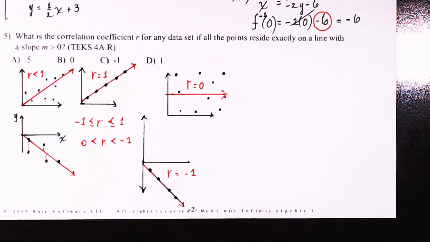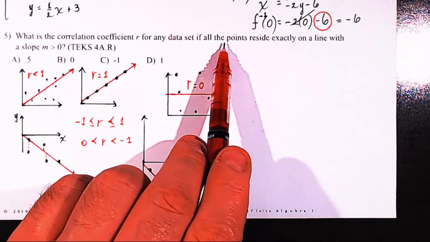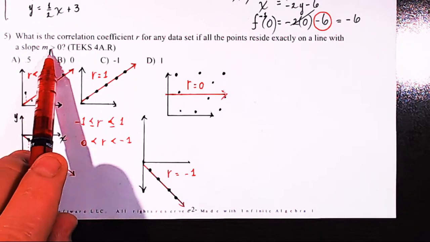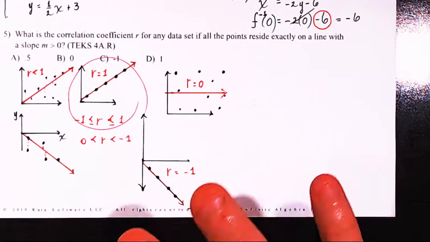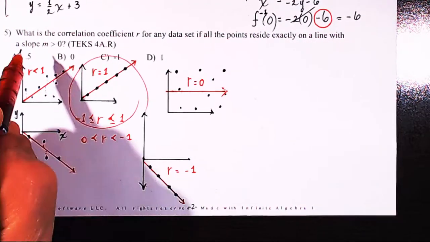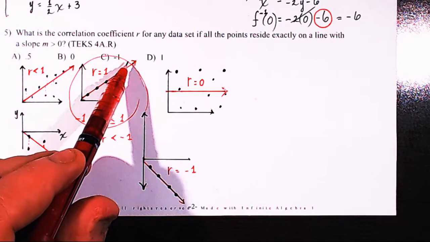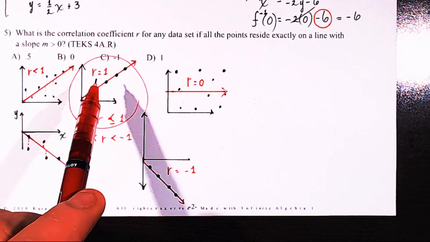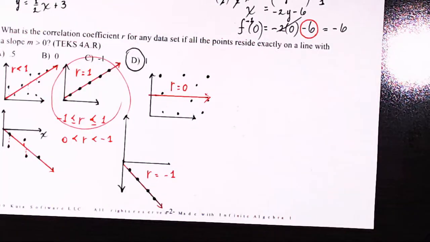So look at the problem. What is the correlation coefficient R for any data set if all the points reside exactly on a line with a slope of m greater than 0? So this graph right here models what's written here. We have all the points residing on a line whose slope is greater than 0, so the correlation coefficient is 1. So the answer choice is D, 1.